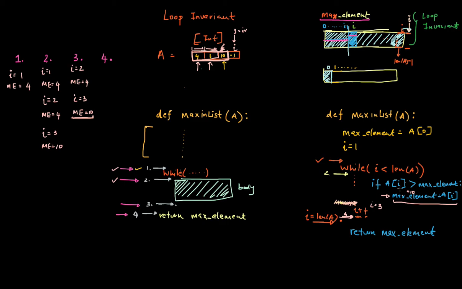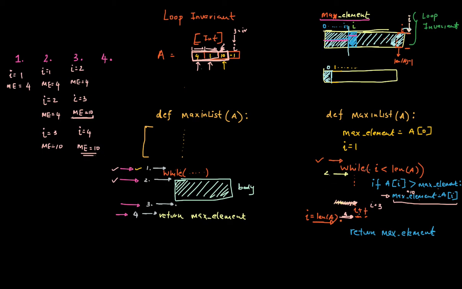Everything is good. Is A of I greater than max element? A of I is minus 1. Is minus 1 greater than max element? No, it isn't. Meaning that this piece of the condition doesn't get executed. I'm just going to do I plus plus. I at this point becomes 4. So at point 3, I have I equals 4, and I've got my maximum element still set to 10.